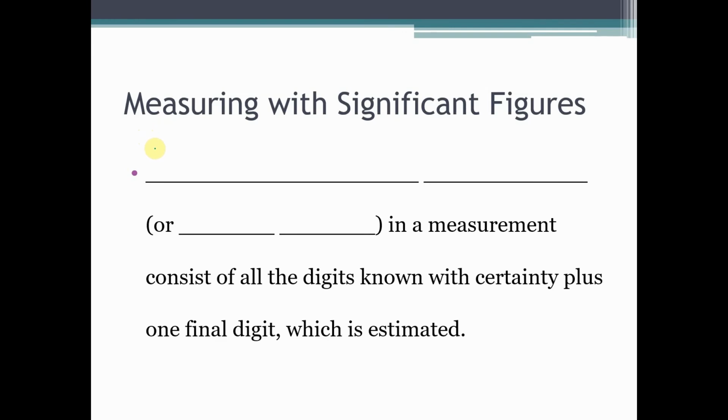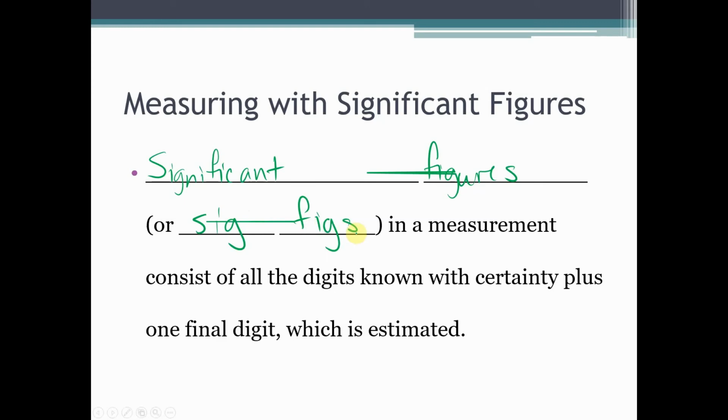So the first thing we're going to talk about is measuring with significant figures. Significant figures, heretofore known as SigFigs, because why use all the extra syllables if you don't need them? So SigFigs in a measurement consist of all of the digits known with certainty plus one final digit, which is estimated.